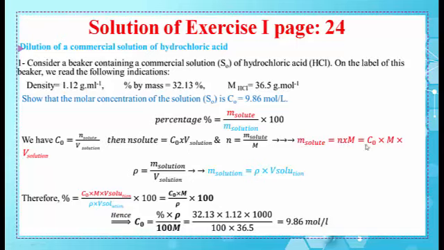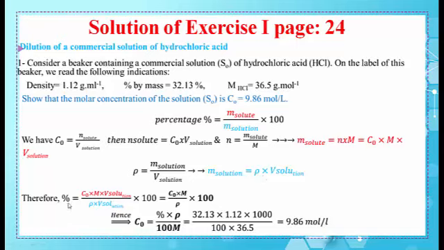Then we write C0 times molar mass times volume of the solution. And the density is equal to mass of solution over volume of solution. This is the density of any solution. Then the mass of the solution is equal to density times volume of solution.